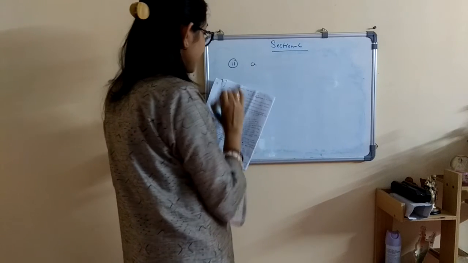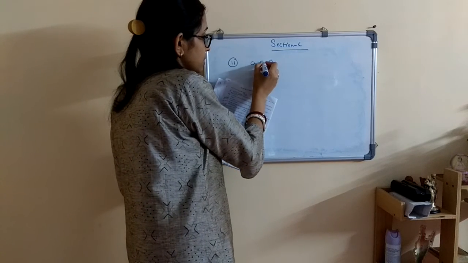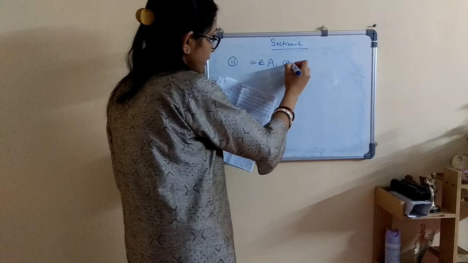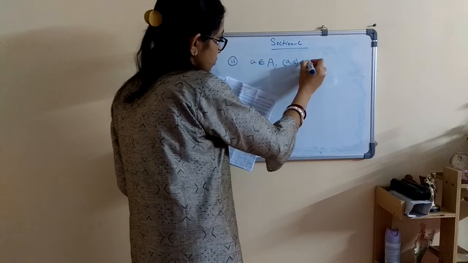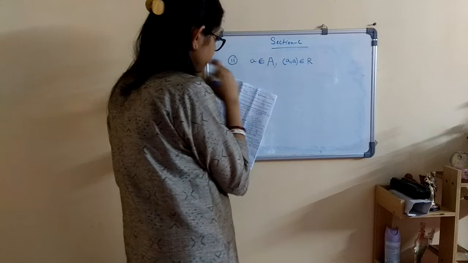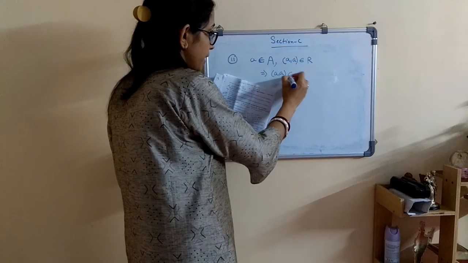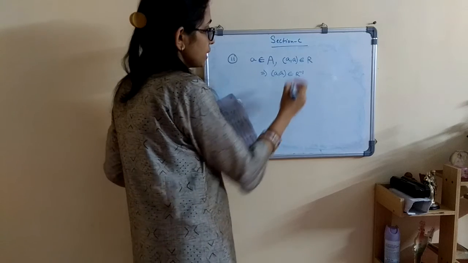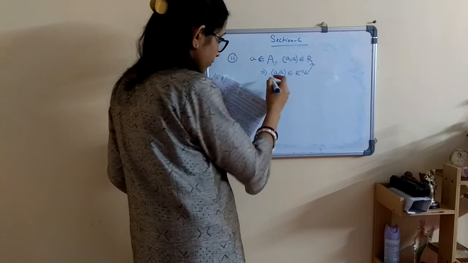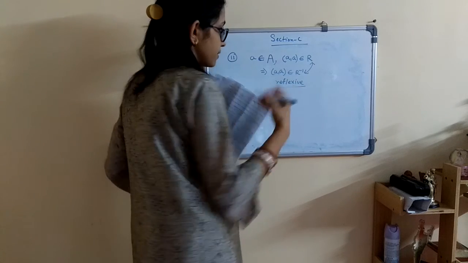For that let us consider an element A which belongs to set A. From there we can write that (A, A) belongs to R. Fine. So now from here we can also write that (A, A) belongs to R inverse. So R and R inverse satisfy the condition of reflexive. Fine.